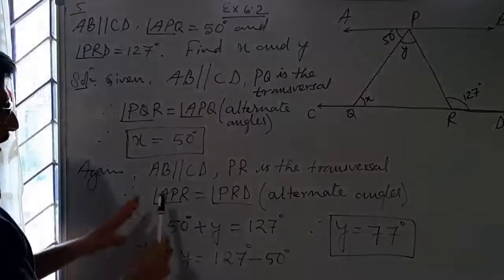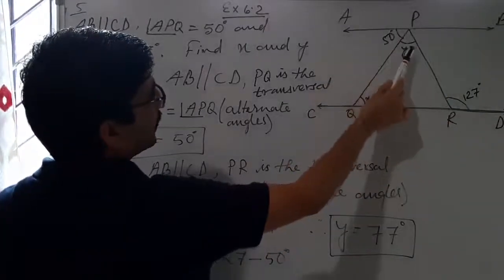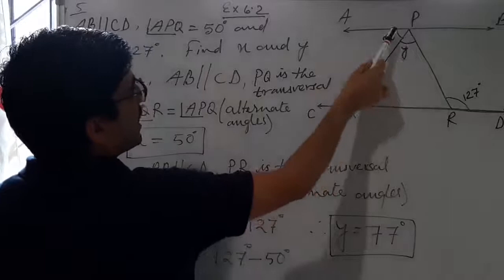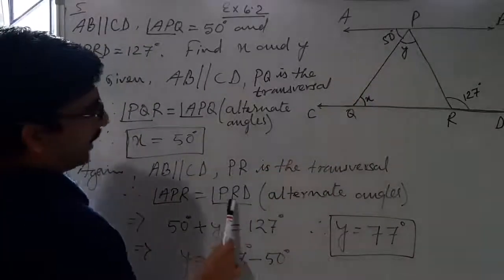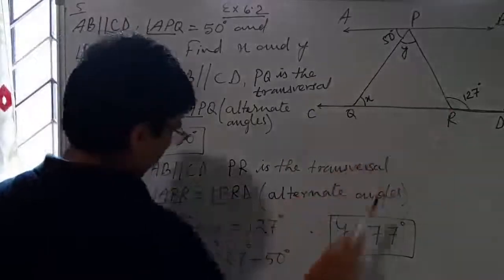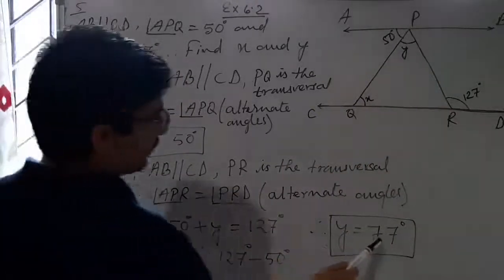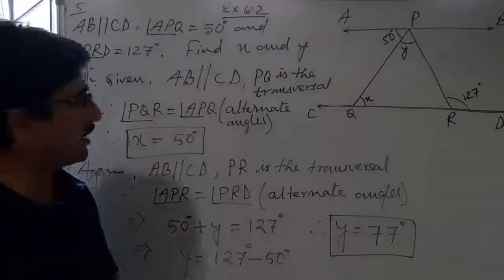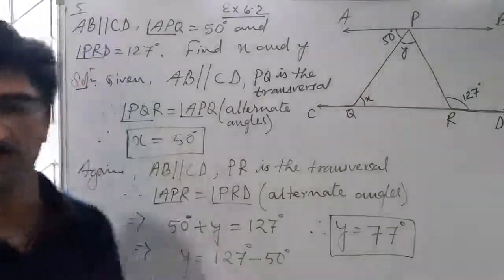Then APR, this whole angle, means what? 50 plus y together makes APR. So 50 plus y equals PRD, which is 127 degrees. Now 50 goes to that side and becomes minus, so y equals 77 degrees. So our answers are x equals 50 and y equals 77 degrees.